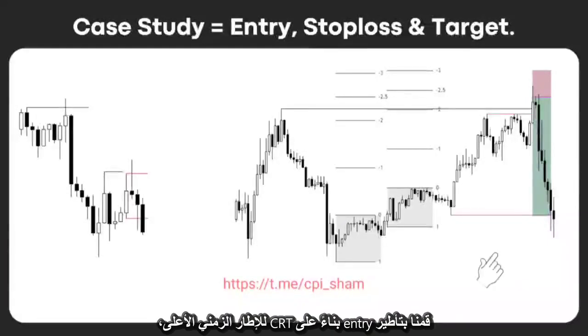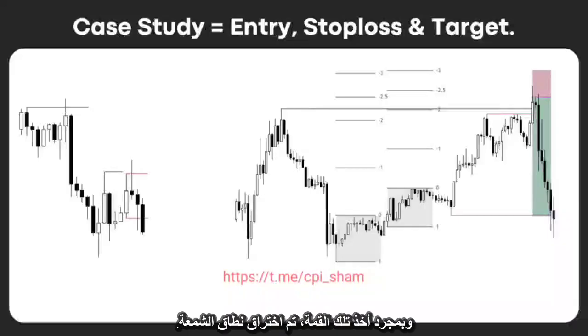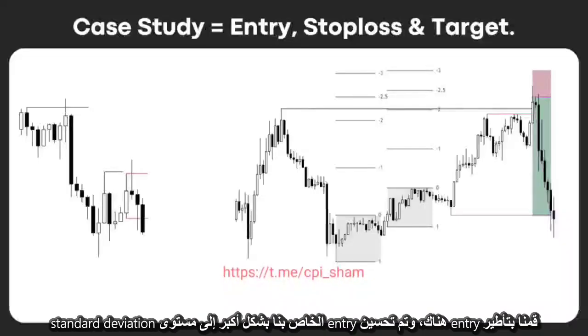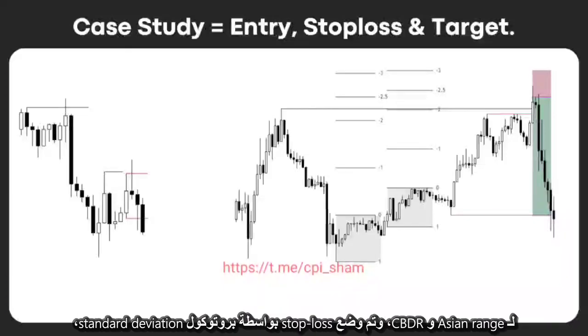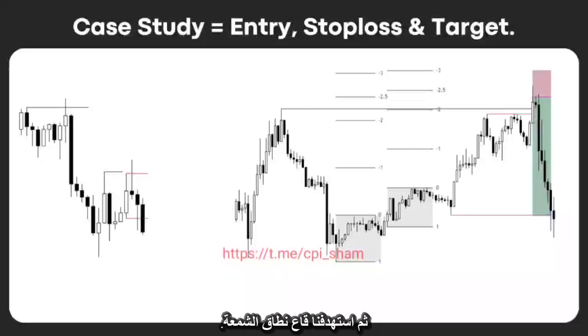We framed an entry based on the higher time frame CRT, and that CRT was formed just below the higher time frame key level, the FVG and the high. And once that high was taken, the candle range was purged. We framed an entry there, and our entry was refined further to the standard deviation level of the Asian range and the CBDR, and the stop loss was placed by the standard deviation protocol, which is that we put it at the standard deviation 3 zone or level, and then we targeted the candle range low. That is our entry.